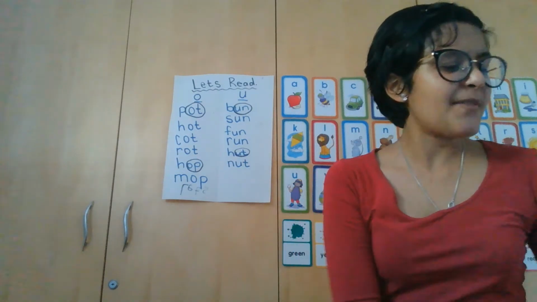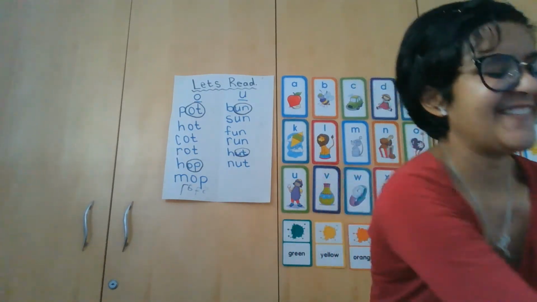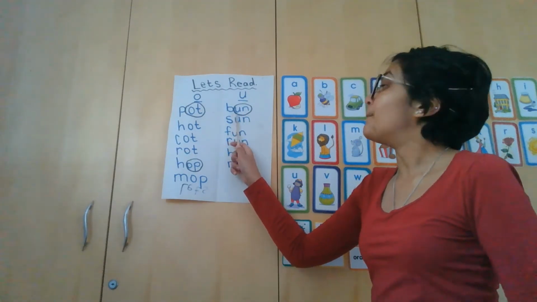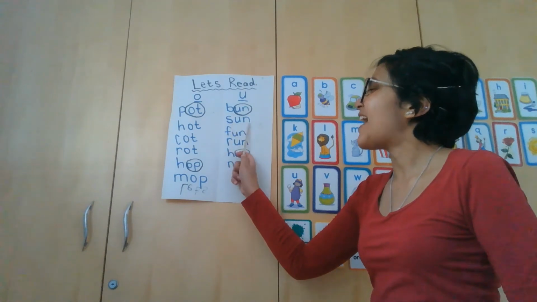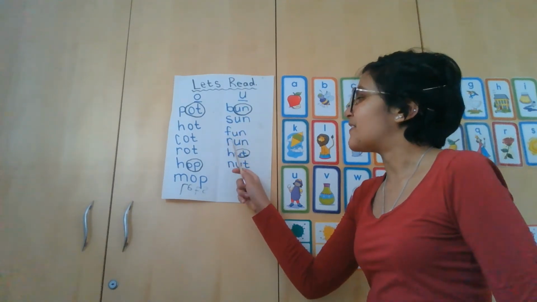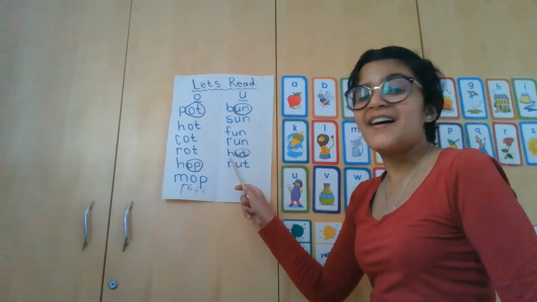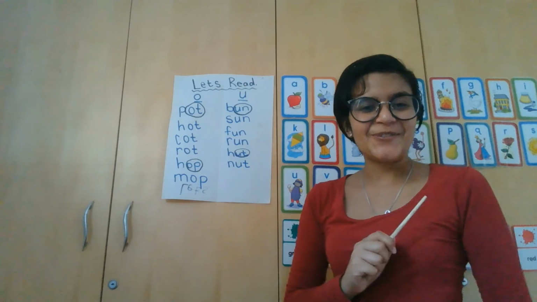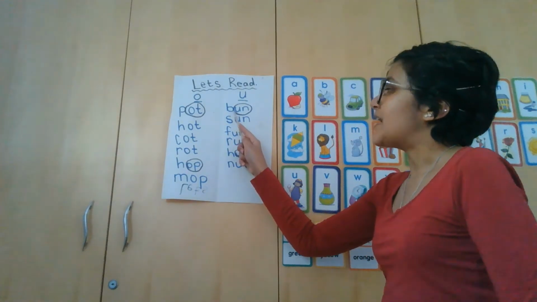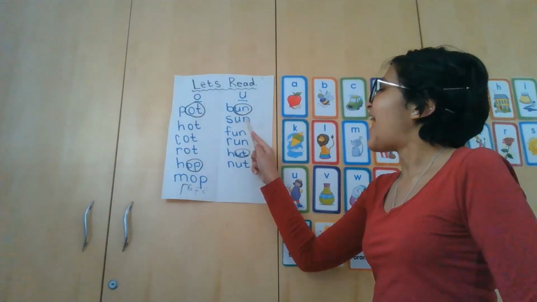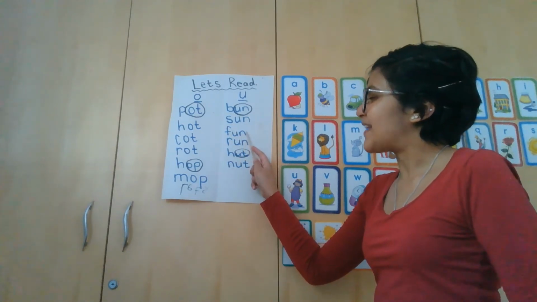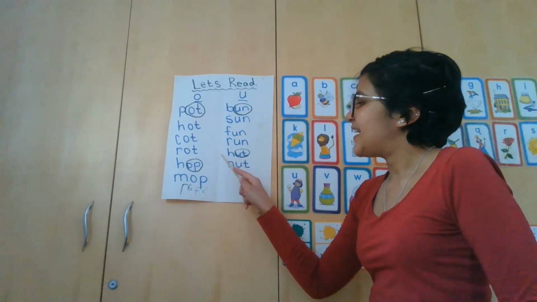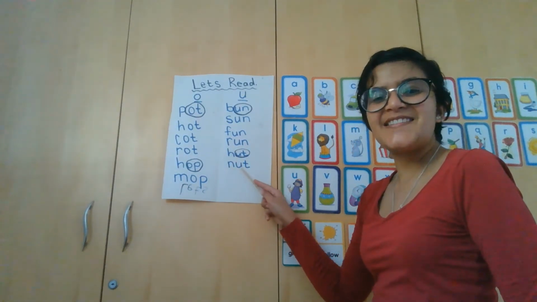So let me grab my paintbrush, my pointing paintbrush. Let's go. An, bun, an, sun, an, fun, an, ran, at, hat, at, nat. Let's do it again. An, bun, an, sun, an, fun, an, ran, at, hat, at, nat.